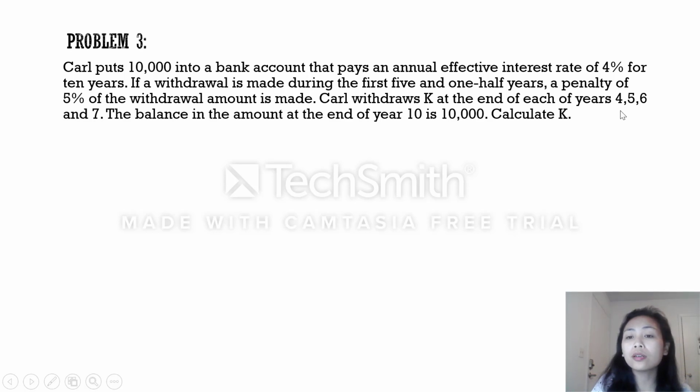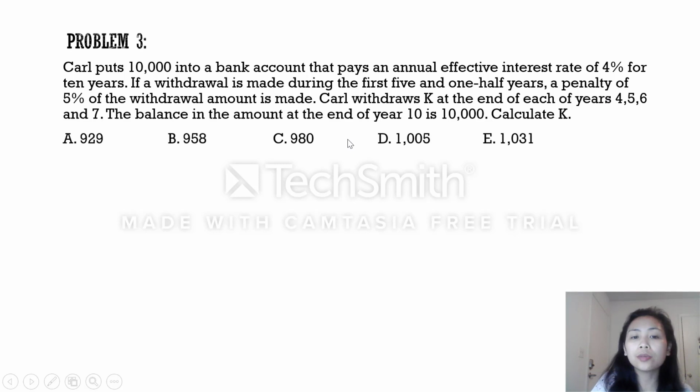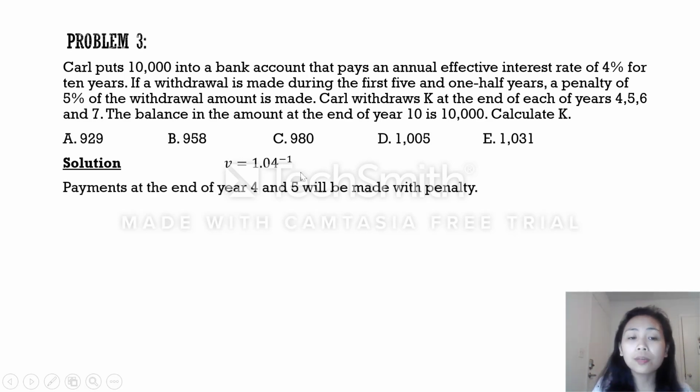So at time 4, when you withdraw K, the account will be deducted K plus 0.05 K, and similar for time 5. So here's how we set up the equation. First, we set V as 1.04 to the -1 because the interest rate is 4%, and we use an effective rate. So V is (1 plus i) to the -1. Now we consider payments at the end of years 4 and 5 will be made with penalty.